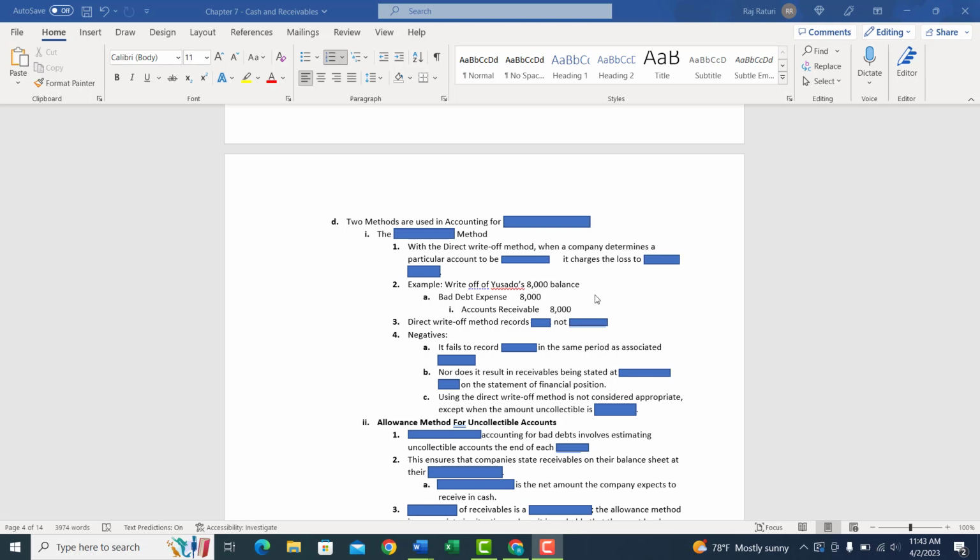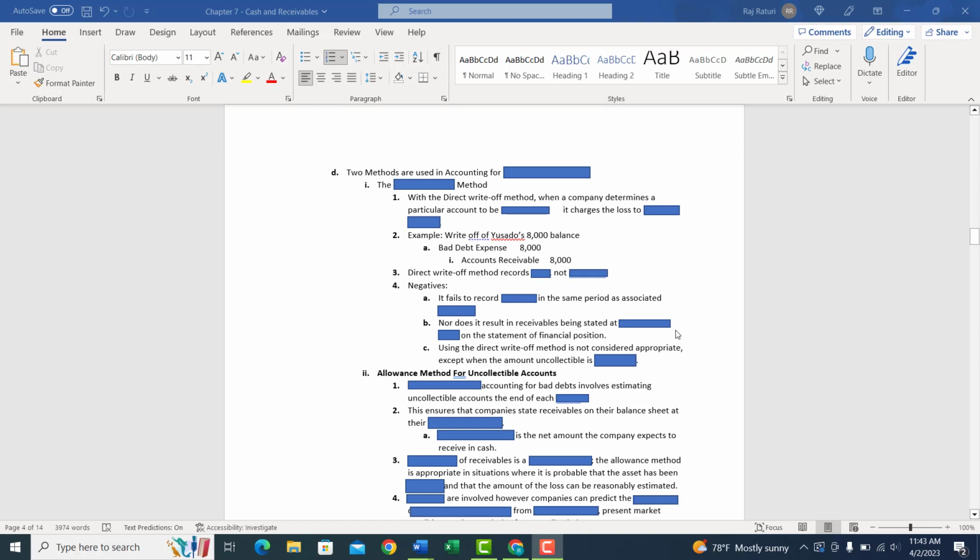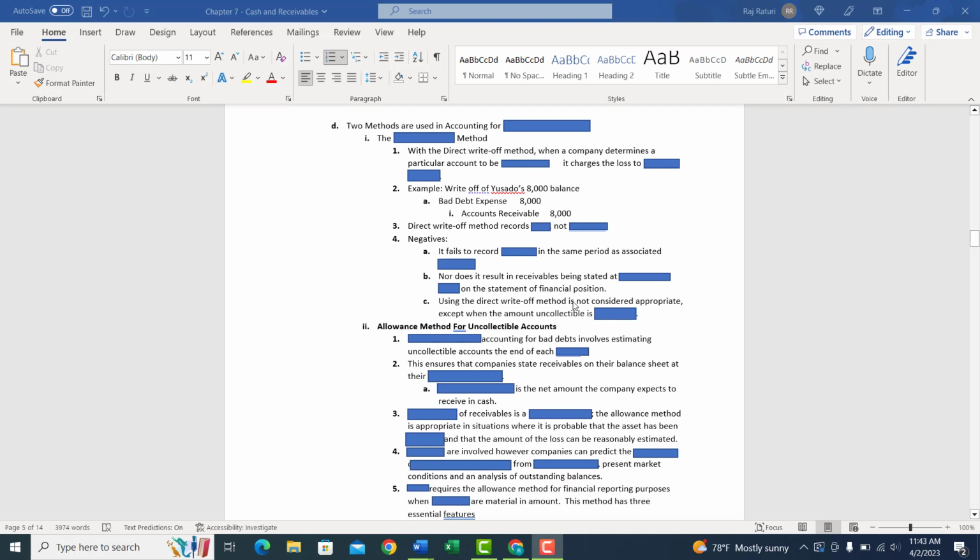An example would be right over here, we have bad debt expense and accounts receivable. So the direct write-off method records facts, not estimates. And the negatives are really that it fails to record revenues in the same period as the associated expenses. Nor does it result in receivables being stated at net realizable value on the statement of financial position. So this will contrast from the allowance method, which we'll go over next.